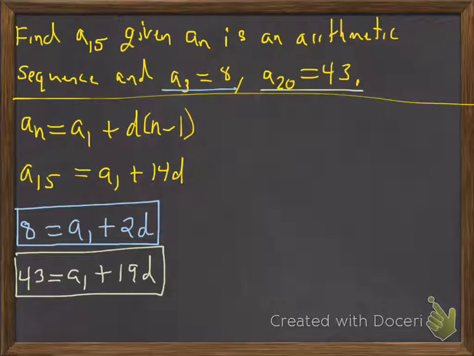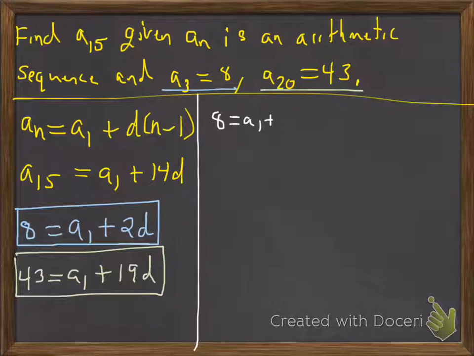I'm going to do what's called the elimination method, so you want to eliminate either the a_1 or the d by adding the two equations. If we take the top equation and multiply by negative 1, that'll make a negative a_1, and when we add them, the a_1s will cancel. That's where we're going with this, so that we can solve for a_1, and then once we know a_1, we can find the d.